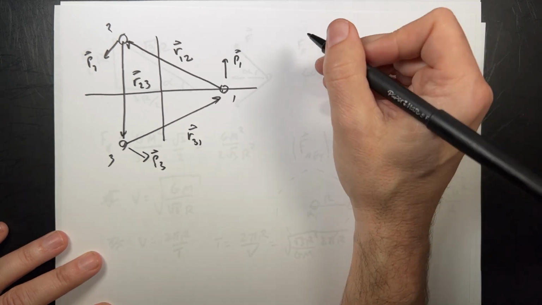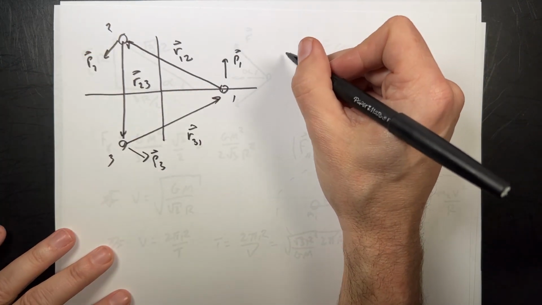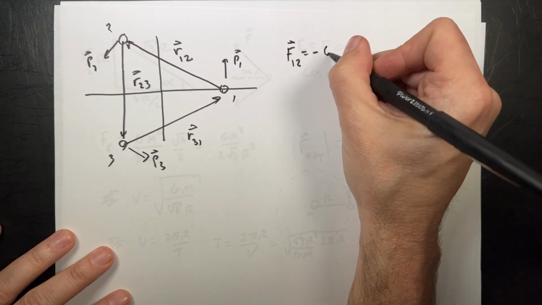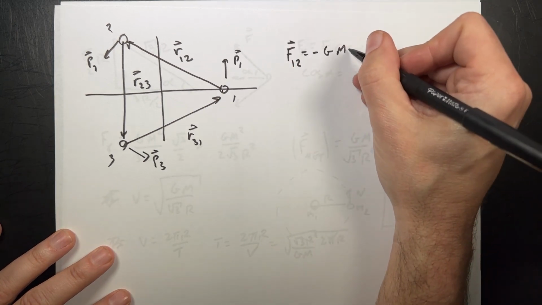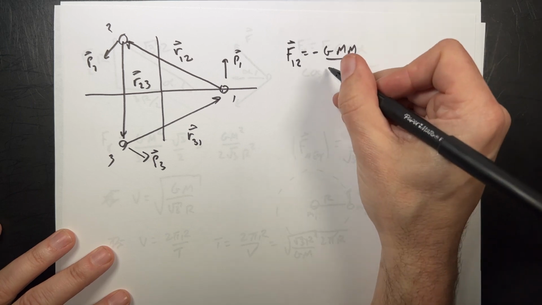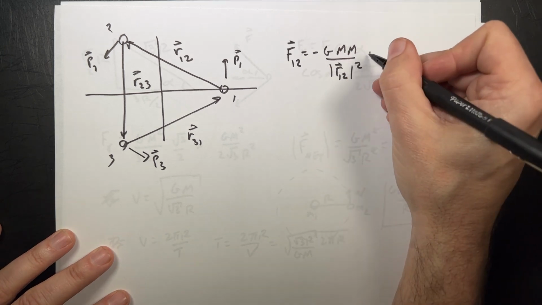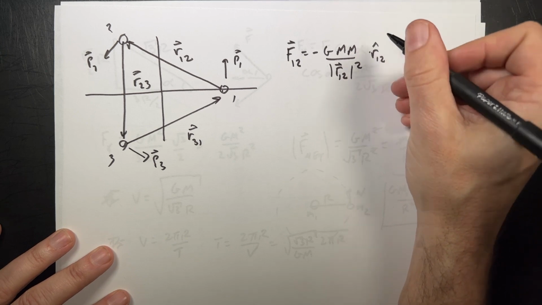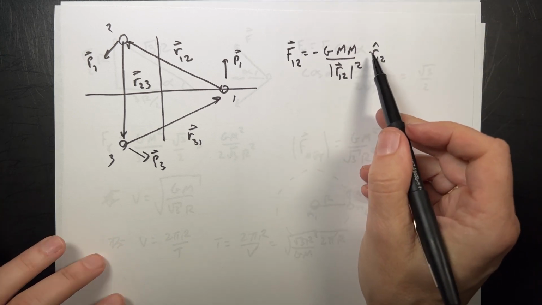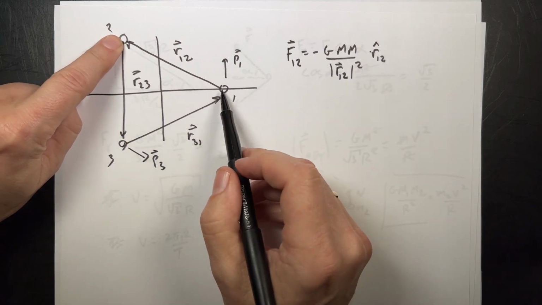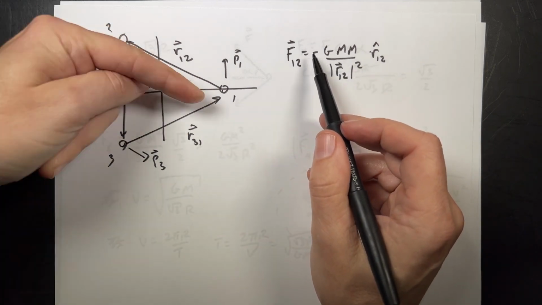Once I do that, I can calculate the individual gravitational forces. F1 on 2 is going to be negative G mass 1 times mass 2 over the magnitude of R12 squared times R12 hat. So this is a unit vector in the direction of R12. And so this says the gravitational force due to this one is going to be negative because it's pointing that way.